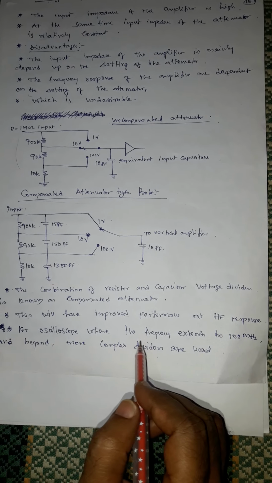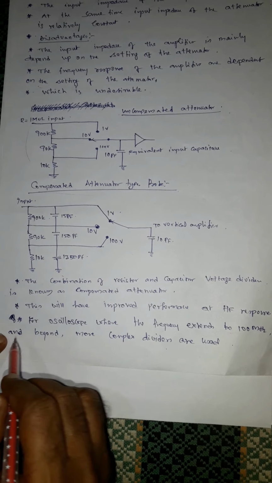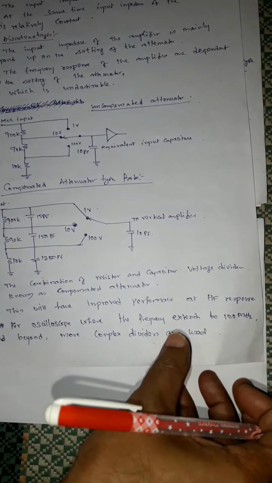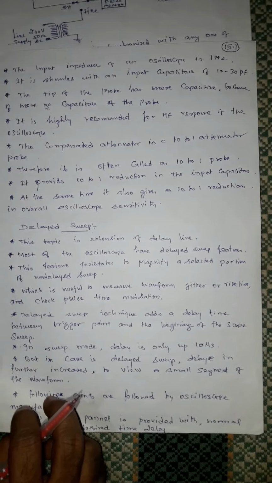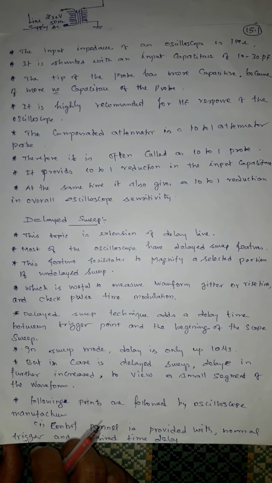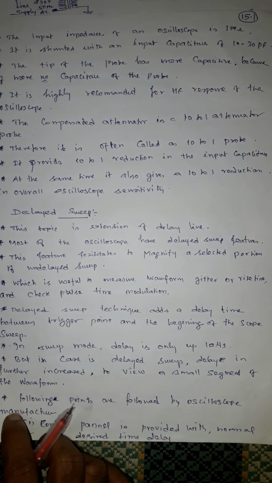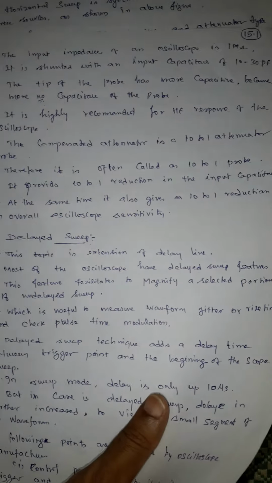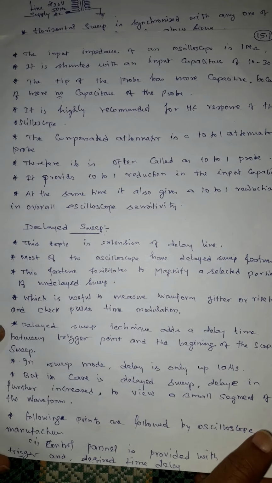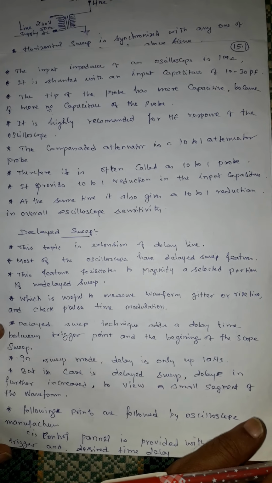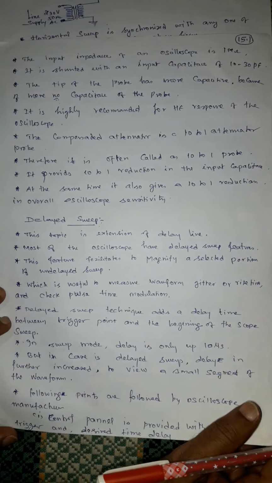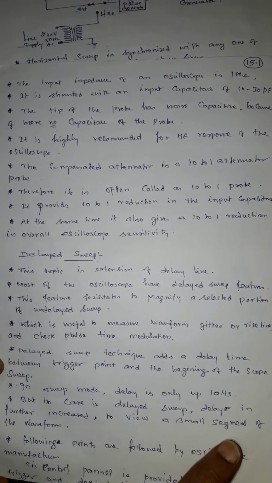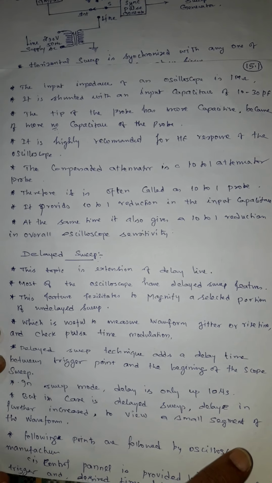For oscilloscopes where the frequency extends up to 100 megahertz and beyond, more complex dividers or more potential dividers are used. The input impedance of the oscilloscope is 1 megaohm, shunted with an input capacitance of 10 to 30 picofarad. The tip of the probe has more input capacitance because more capacitors are there in the probe. It is highly recommended for high frequency response of the oscilloscope.